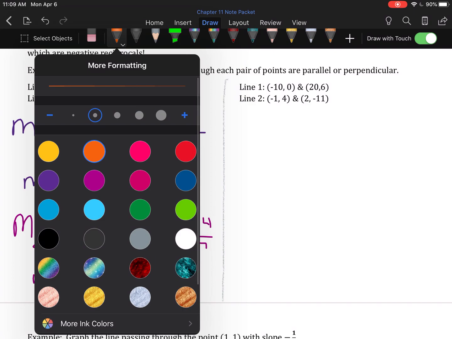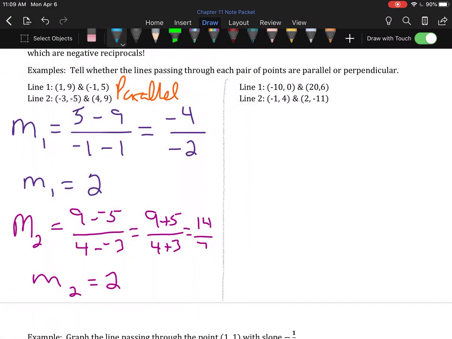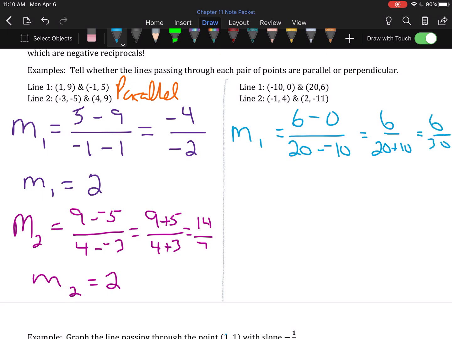Stands to reason, you know how I do notes. The next set is probably going to be perpendicular, but let's check that. Slope of line 1. Y2 is 6, minus Y1 is 0, over X1 is 20, minus -10. 6 minus 0 is 6. 20 minus -10, we know that's 20 plus 10. So that's 6/30. You should simplify that. The slope of my first line is 1/5.